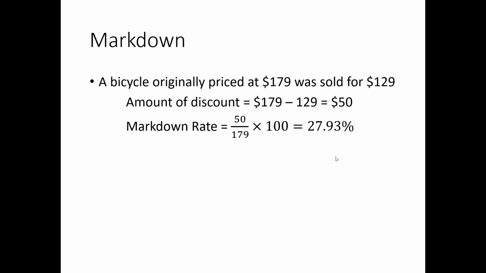So to find the markdown rate, I take that amount of the discount or the amount of the markdown. They're the same thing here. And I divide it by the original selling price, or the regular selling price of $179, times it by 100 to make it a percentage, and I get 27.93%, or about 28%. So nothing complicated. You look at the math and you go, okay, no big deal.